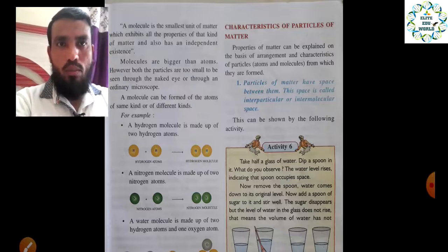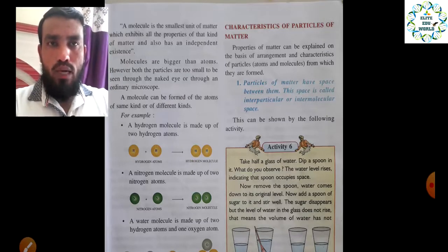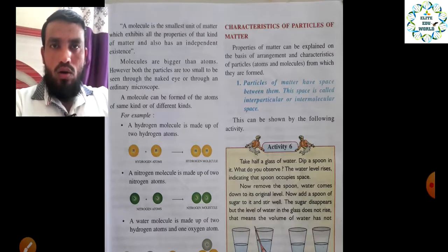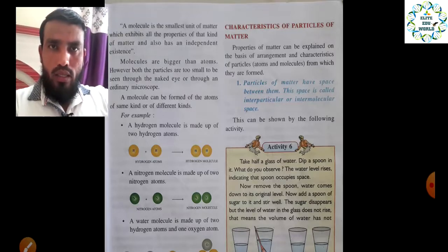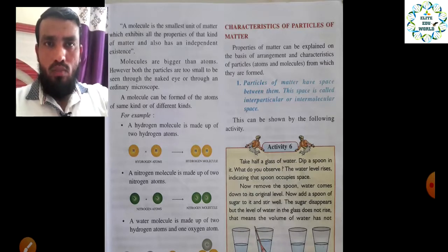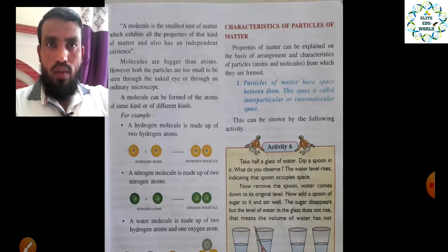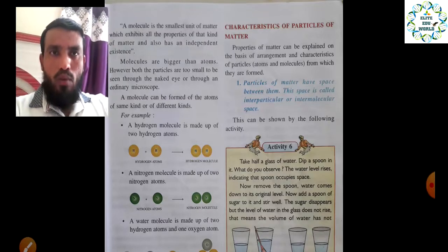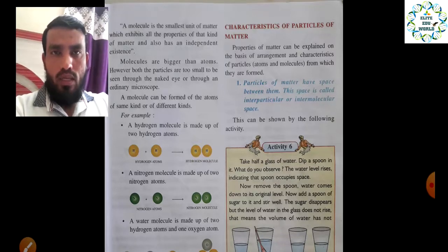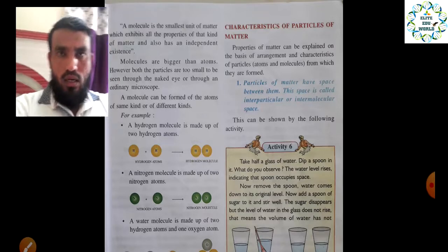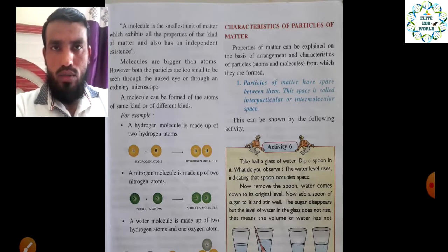However, both particles are too small to be seen through the naked eye or through an ordinary microscope, whether we are talking about the atom or the molecule. We have said already that a number of atoms will make the molecule, but the molecule is still very small, microscopic, and we cannot see it with our naked eyes. A molecule can be formed of atoms of the same kind or different atoms, right? More than one atom will come together and make the molecule.